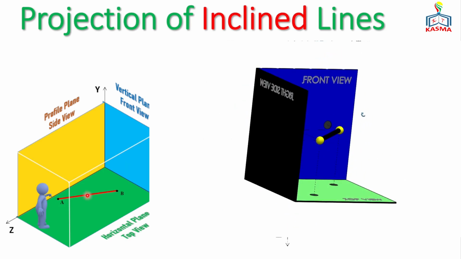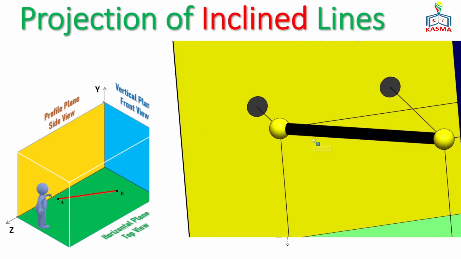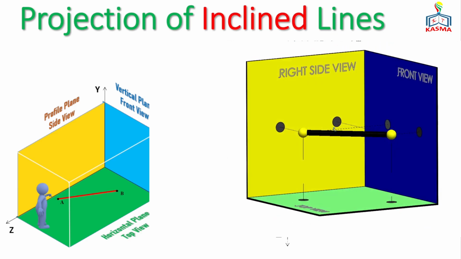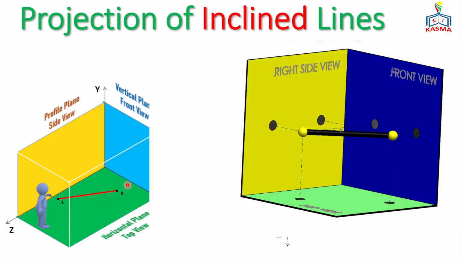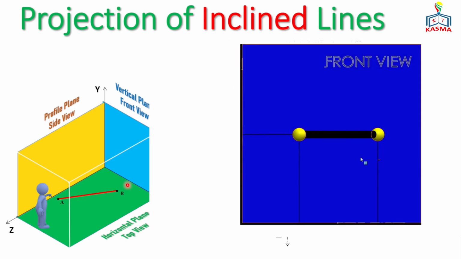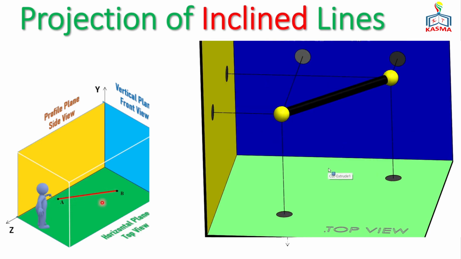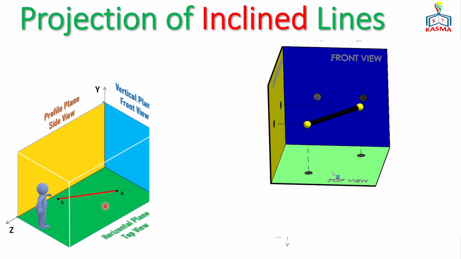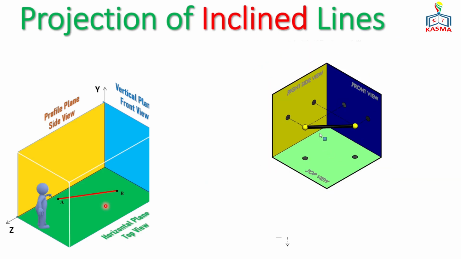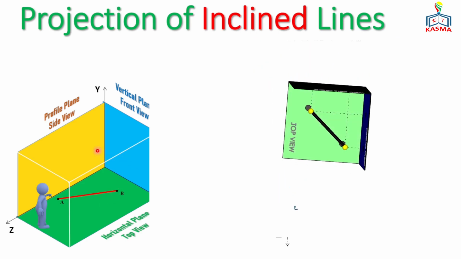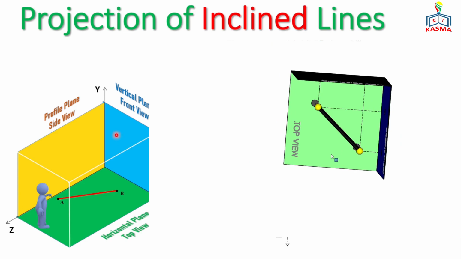An inclined line is a line which is parallel to one of the three planes and neither parallel nor perpendicular to the other two. In this case, if you see line AB, it is parallel to the horizontal plane, but it is not parallel or perpendicular to the other two planes, which means the vertical and the profile plane.